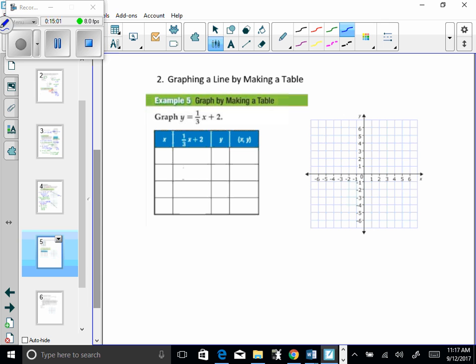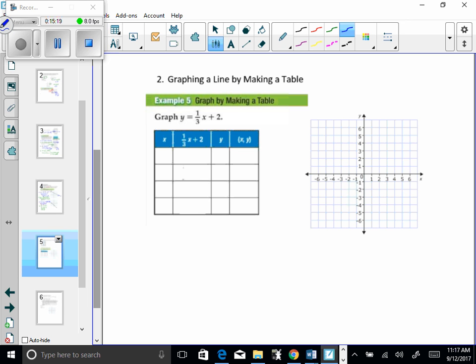So you can pick anything you want to for x. I like to keep it small, and I also want to keep it on my graph. So we're looking at only values probably between -6 and 6 there. I always like to pick a negative. And I know I'm going to put a value in for x there.